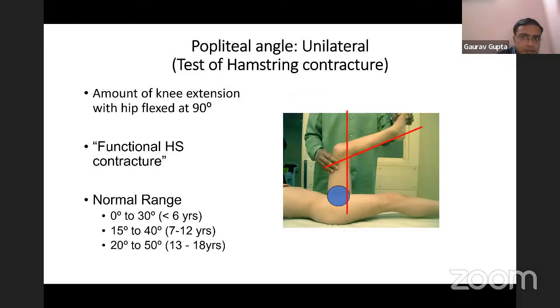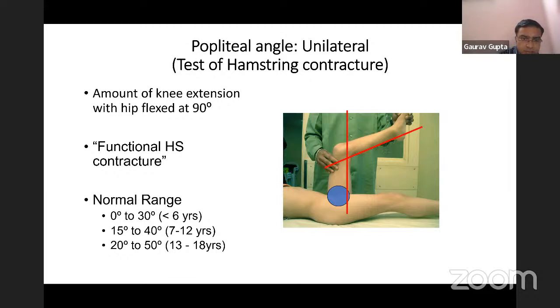Then to assess the hamstring contracture, we check the popliteal angle, where we make the child lie supine. We extend the hip and the knee of the contralateral side, and we flex the hip and the knee of the same side. Then we try to extend the knee, and we measure the angle from the vertical. That tells us the functional hamstring contracture.